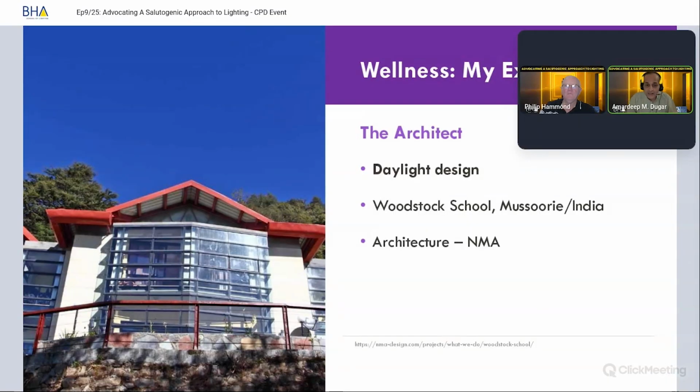I started out as an architect, and this is probably the only project that I worked on as a qualified architect. This was a hostel building for a school up in the Himalayas in Mussoorie. And my whole idea of wellness at that time, in 2002, was about daylight design, where I designed this whole school with passive solar heating. And I thought, yes, I'm doing something great for this school building by bringing natural light into the area, and thought this was about doing something for the well-being of the students of this hostel.